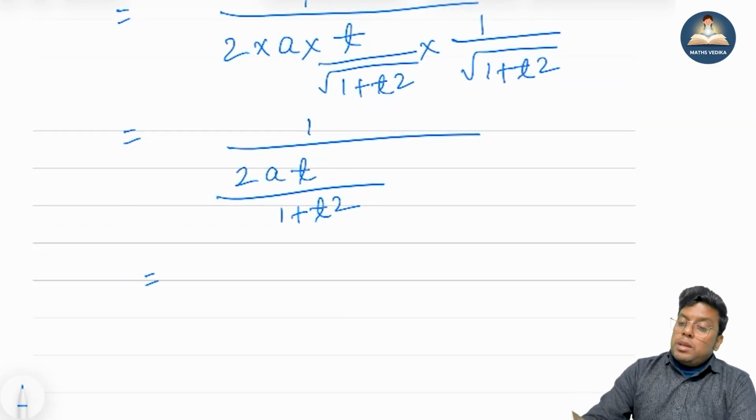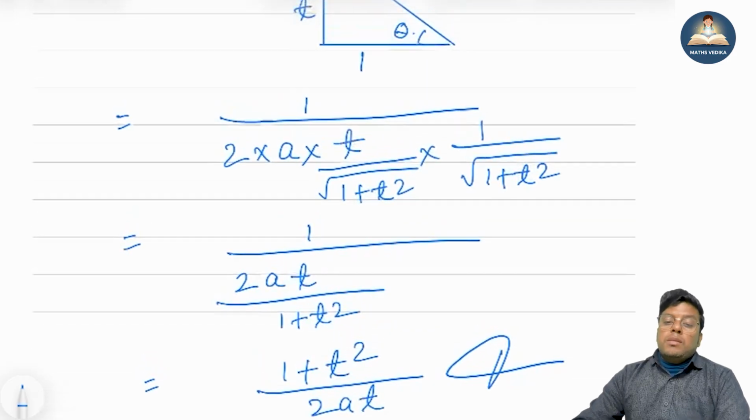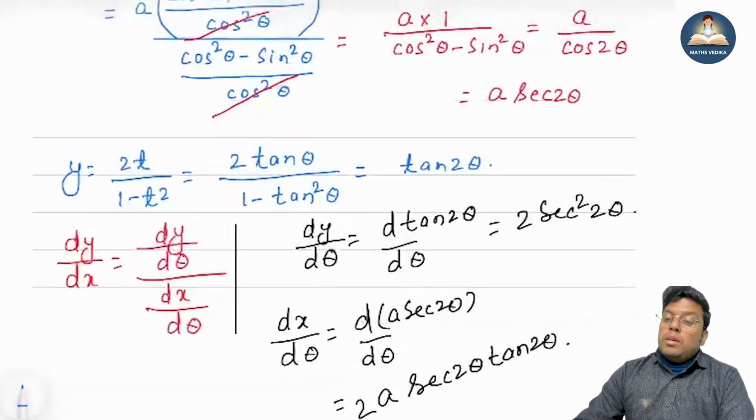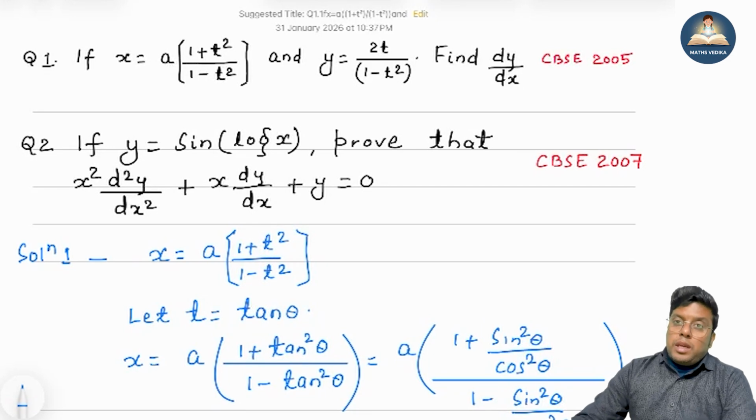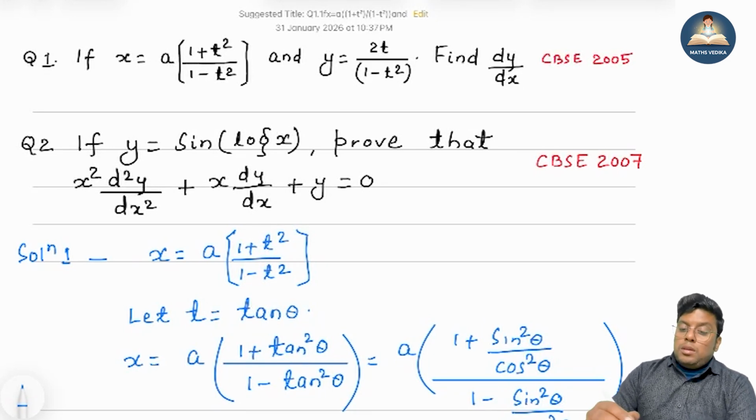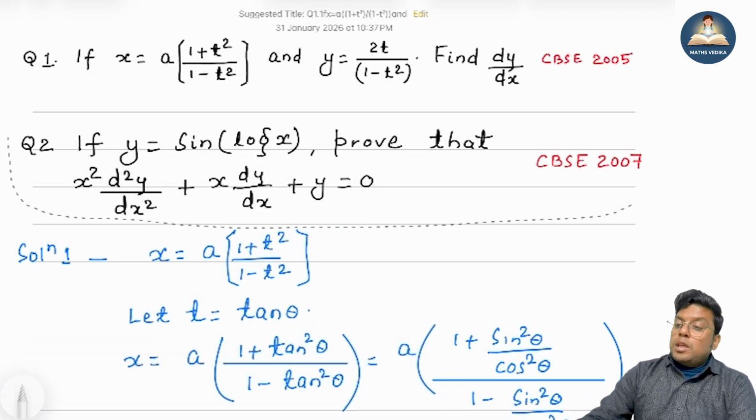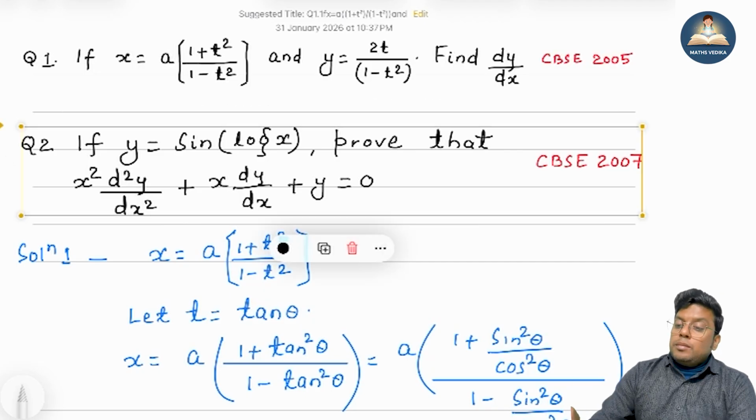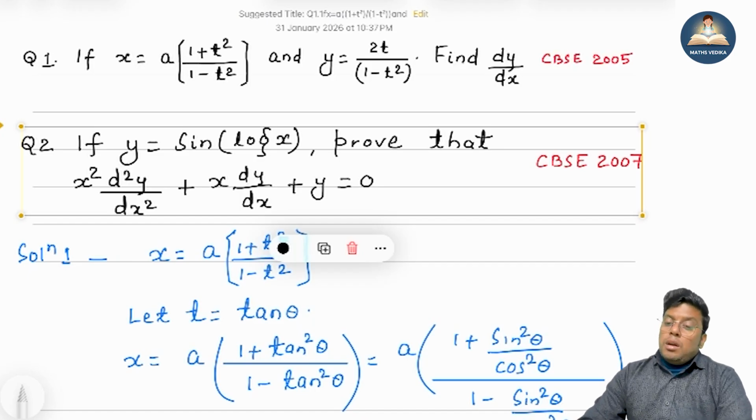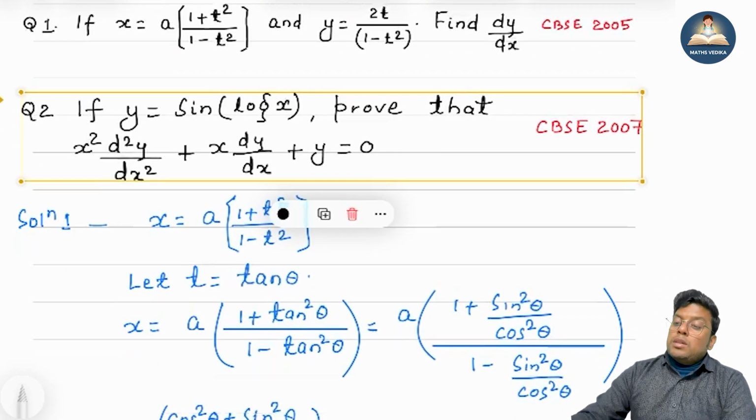So we have 1 by 2a into sin theta, which is p by h, t by root under 1 plus t square, into cos theta, which is 1 by root under 1 plus t square. So this is equal to 1 by 2a t divided by 1 plus t square. So 1 plus t square will come in the numerator: 1 plus t square divided by 2at. So this is the answer of differentiation of y with respect to x in question number 1.